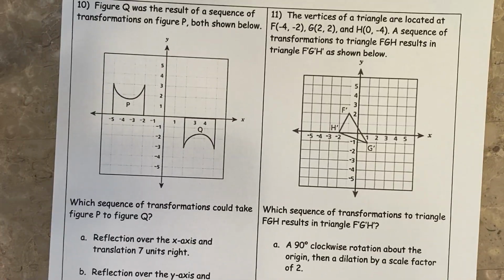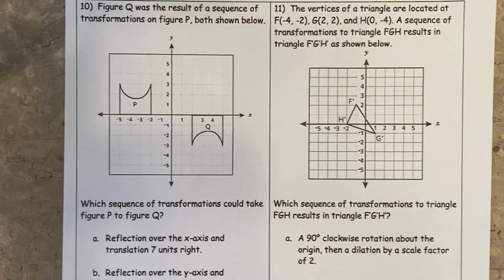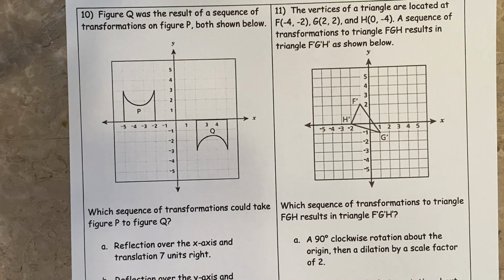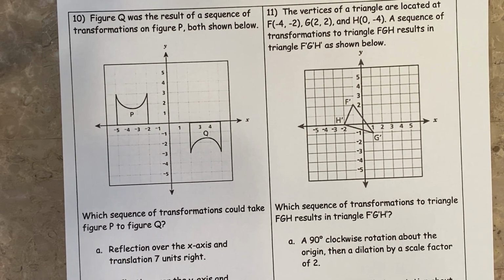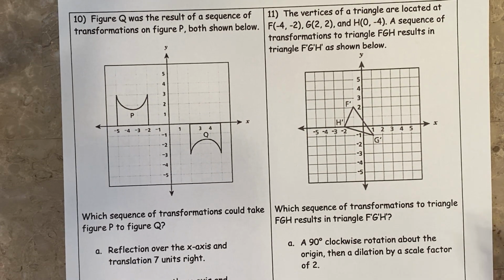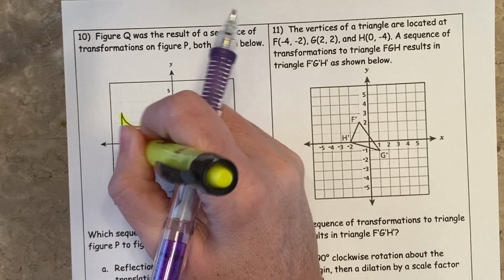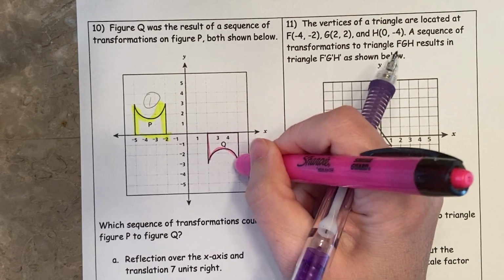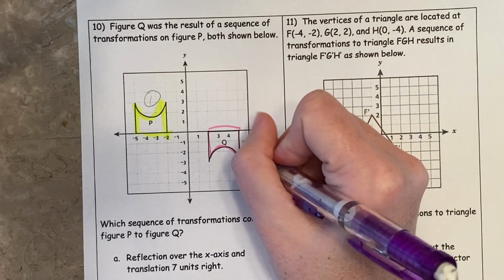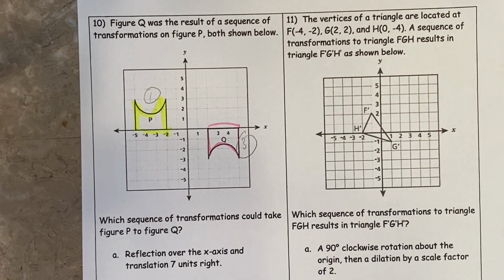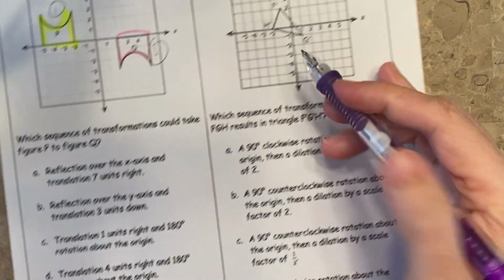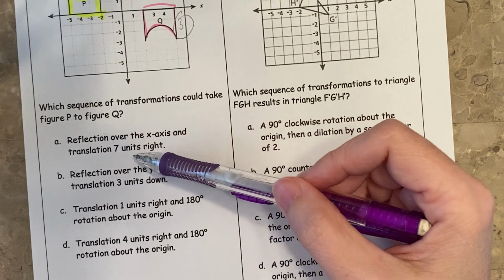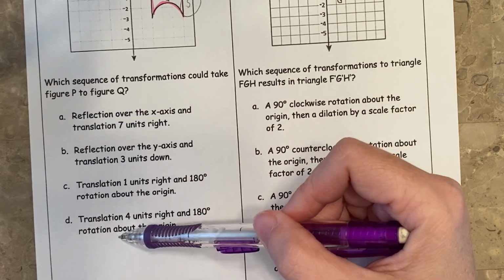Oh, last page. Last page. Figure Q was the result of a sequence of transformations on figure P. Okay. Figure Q was the result. So this is what we started with. This was our first one. And then this is our third one. Which sequence of transformations can take figure P to figure Q? All right, so again, analyze what you have. So your reflection, translation, translation, and rotation.